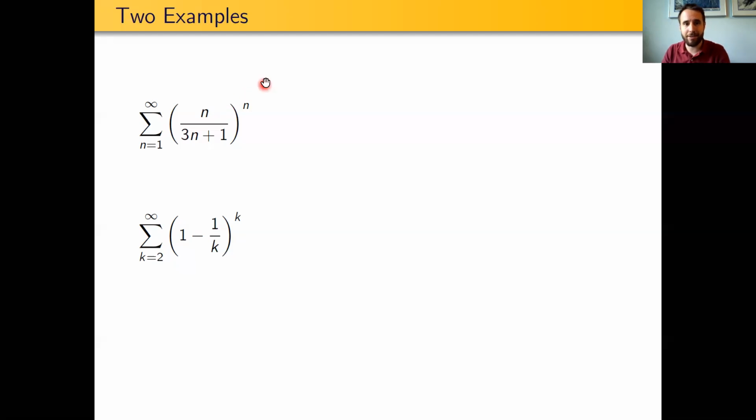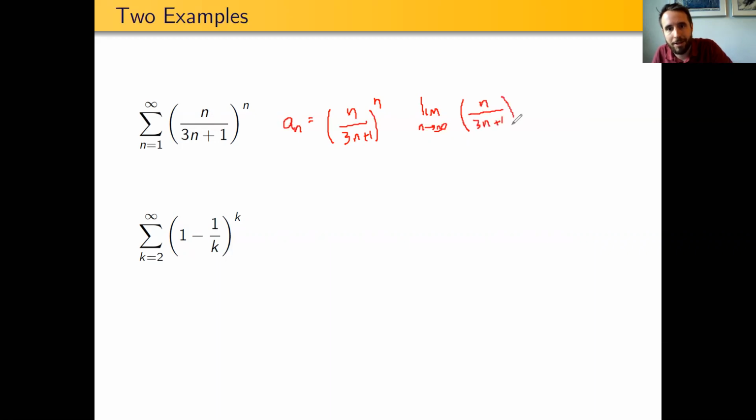So let's go ahead and give this a shot. In this first example, we know that a sub n, the nth term, is n over 3n plus 1 raised to the nth power. And so the root test would have us take the limit as n goes to infinity of the nth root of a sub n. So that's going to be n over 3n plus 1 raised to the nth power, and then we would take the nth root of that.